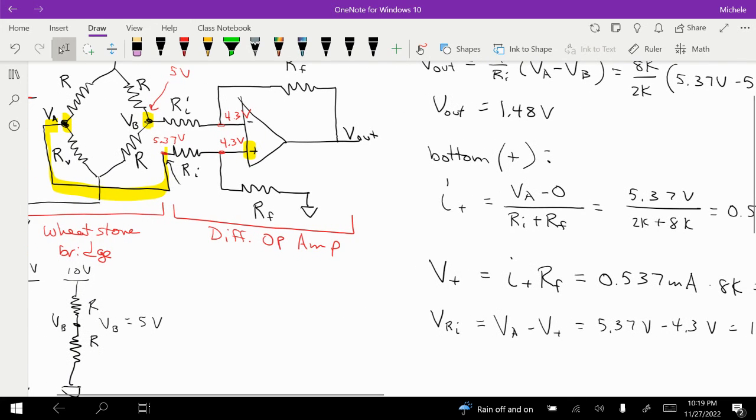Okay, so now that I have this 4.3 right here, I can calculate my voltage drop across RI here, and then also my current through RI. And that current will be the same as the current through RF. I also notice that because the voltage at VB is greater than the voltage at V minus, my current is going to go this way. So this is going to be my I minus. Over here, this was my I plus. It also traveled that way, but this I minus is going this way.